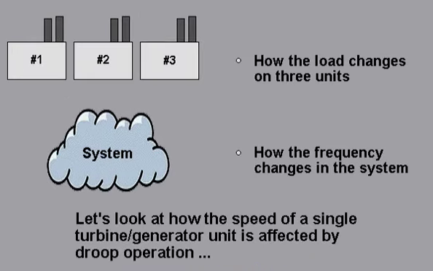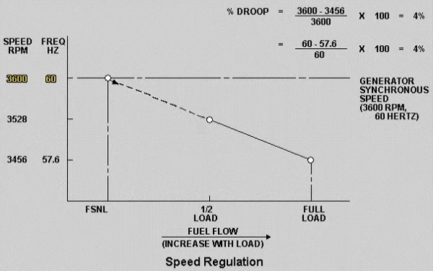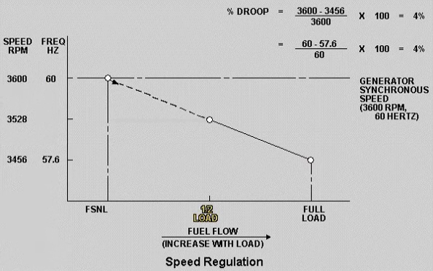You've seen how the load changes on 3 units and how the frequency changes in the system based on a 15 megawatt demand. Now, let's look at how the speed of a single turbine generator unit is affected by droop operation. If a generator were running online at synchronous speed, or at 60 Hz, and gradually loaded to half load, speed would diminish along the sloped line shown.